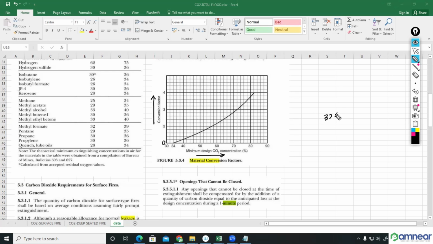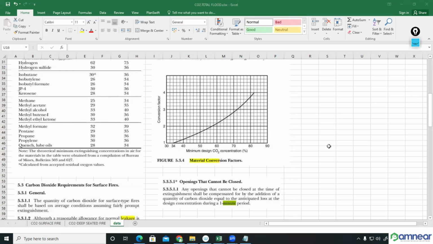But we are having 37%, right? So this is 34, then 36, 38, 40. 37% will come somewhere here. This is 1, 1.2, 1.4, 1.6, 1.8, 2, like that it will come. That is between 1.2 and 1.1 in our case. This is a curve, and within this curve we find the coinciding point for 37%. At 37%, you can consider the conversion factor as 1.1. If it was 50%, then the conversion factor would be 1.6. Like that you can find.